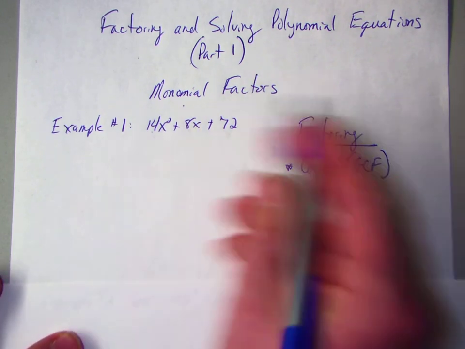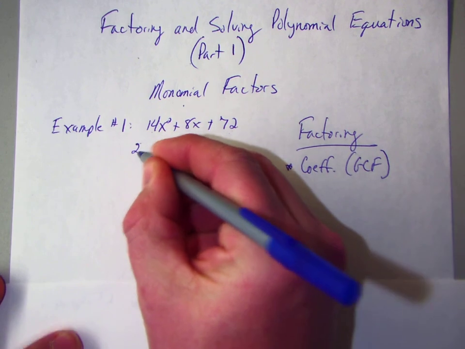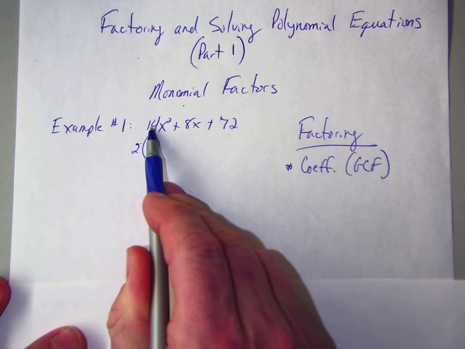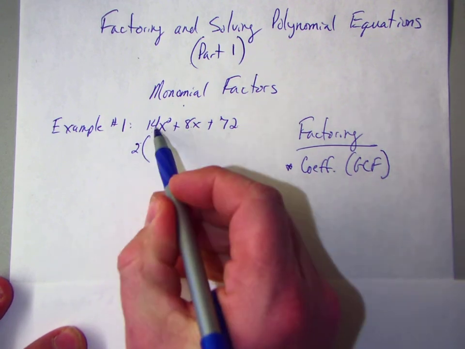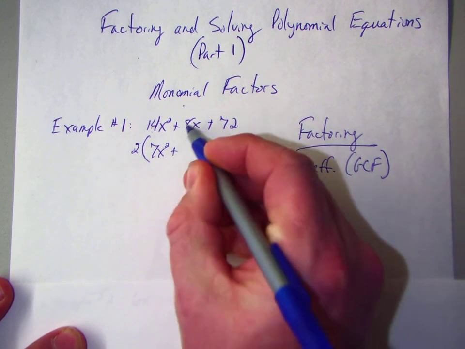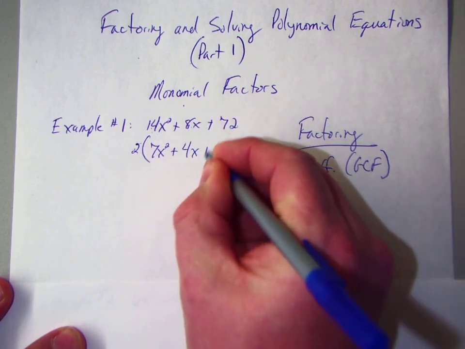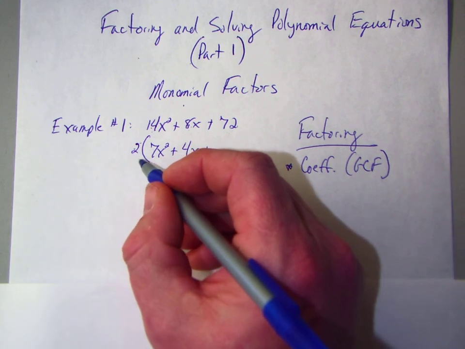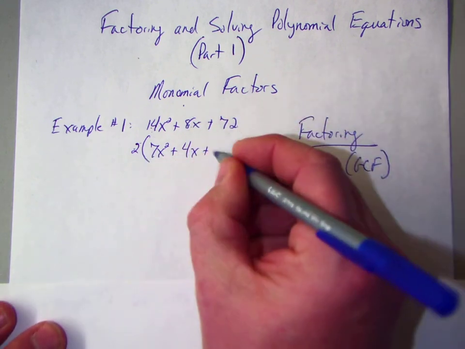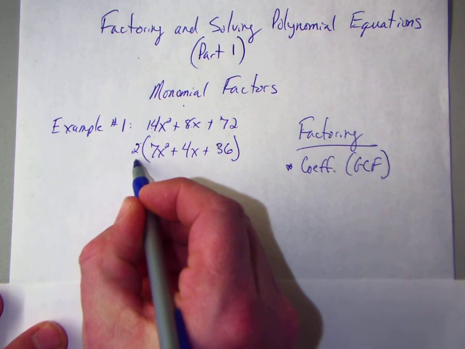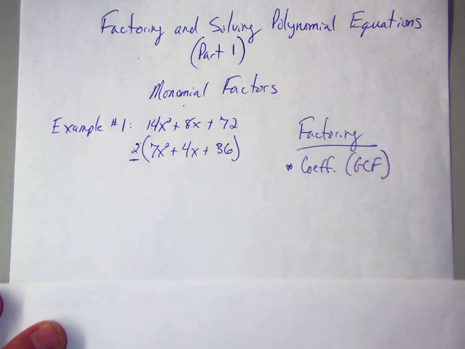So let's try 2. All right, so we take a 2 out. What we do is write it out front and put parentheses, and we're going to divide each term by 2. So 14 divided by 2 is 7. 8 divided by 2 is 4. And 72 divided by 2 is 36. Okay. And there we do, we factor our monomial, which the monomial is 2.